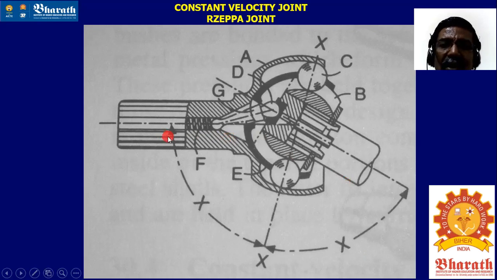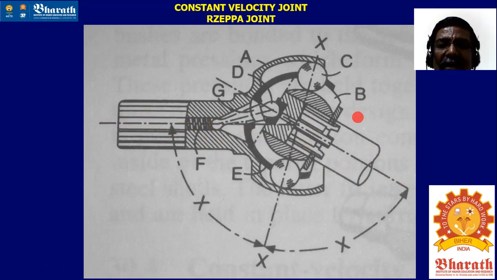The diagram shows the Rzeppa constant velocity joint. This is the input shaft and this is the output shaft. The wheel is connected to this output shaft: the tire, wheel, everything is attached here. Now, the basic geometrical concept of this is, you see, this is the axis of the input shaft, and this is the axis line of the output shaft. It is at some angle. If both the axes are collinear, that means the vehicle is going in a straight direction.